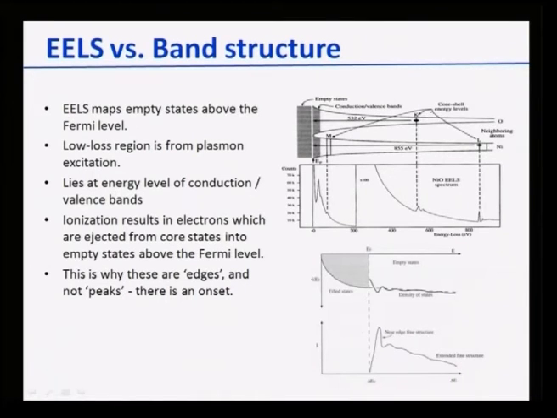Now let us assume K, L, M, there are 3 inner shells, and electrons which are ejected from the K shell or M shell or L shell can have energies sufficient to travel into this conduction or valence state. In fact, they may have sufficient energy to cross this Fermi barrier, or Fermi level, and enter into empty states.